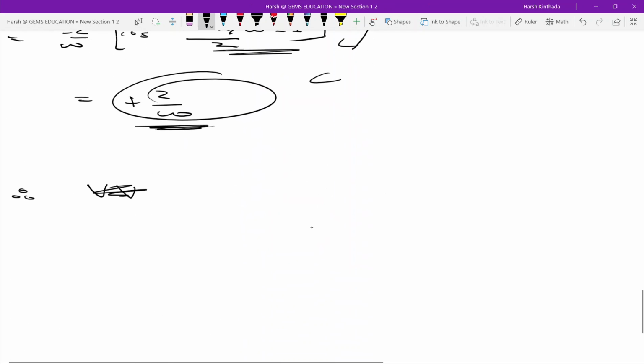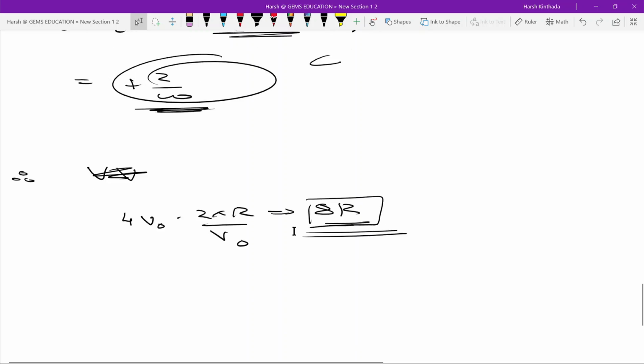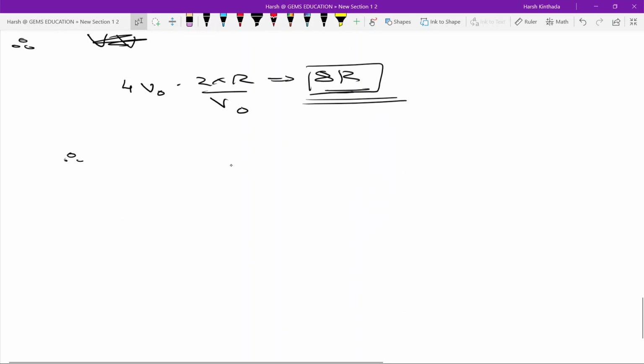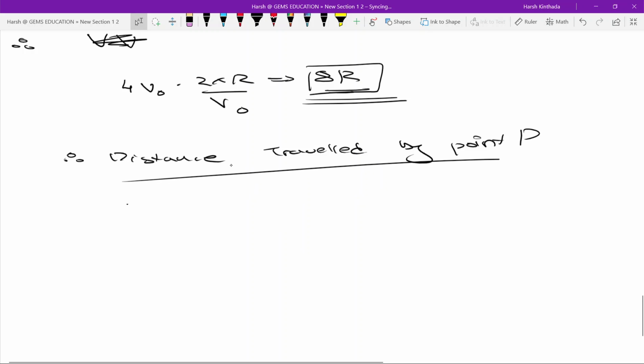Great. Okay, so we'll have 4 V naught into 4 r by V naught, which equals 8r. Therefore, the distance traveled by point P is equal to 8r.